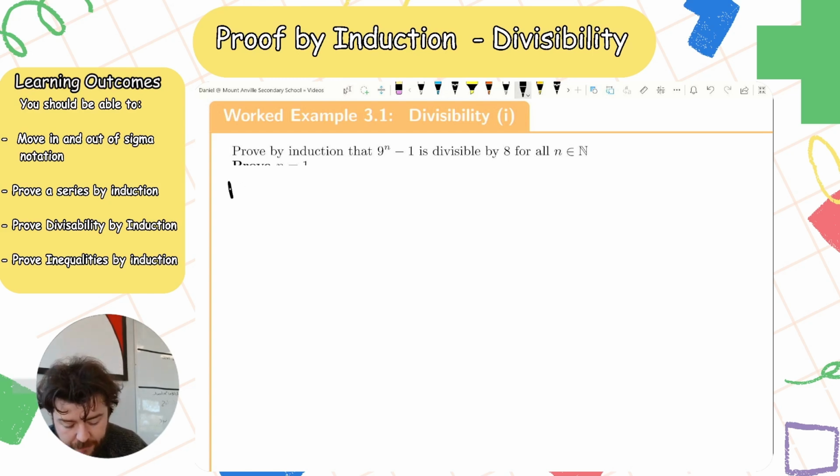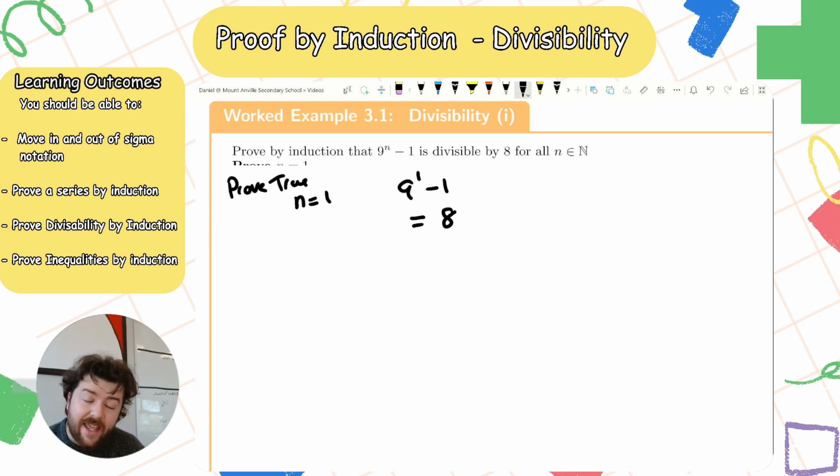So we prove true for n equals 1. That's the smallest value of n. So it's 9 to the power of 1 minus 1, which is equal to 9 minus 1, which is 8. And that is divisible by 8, so true.